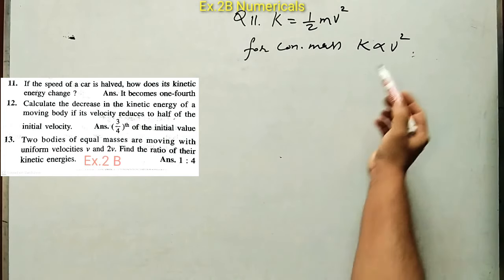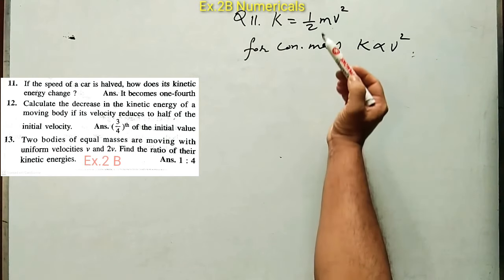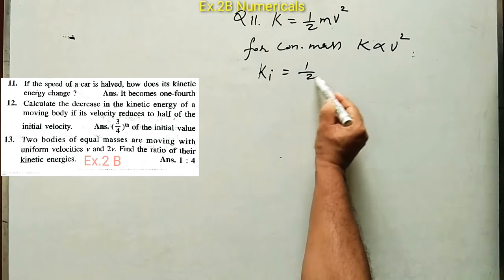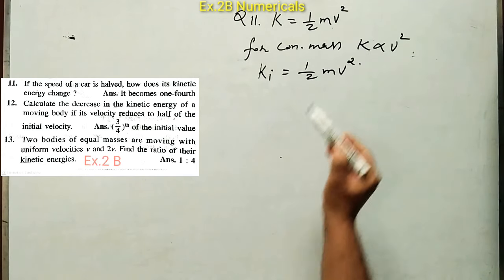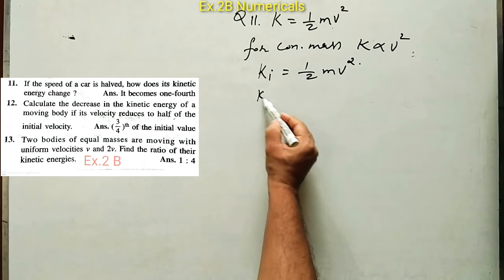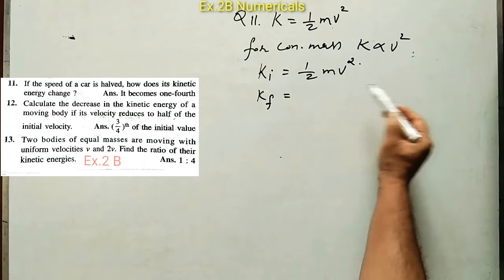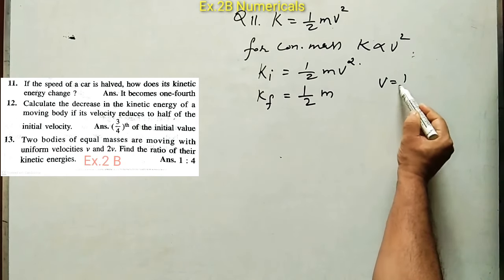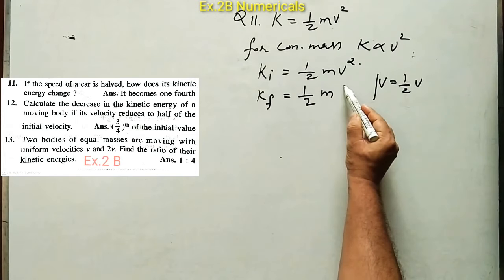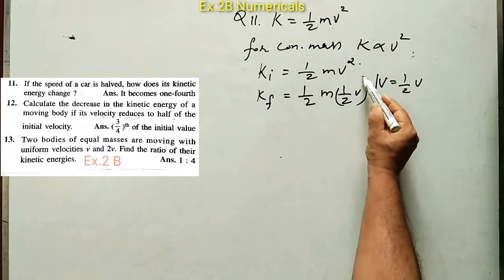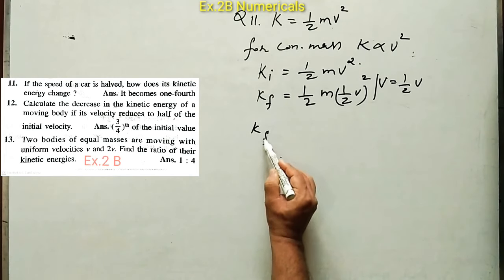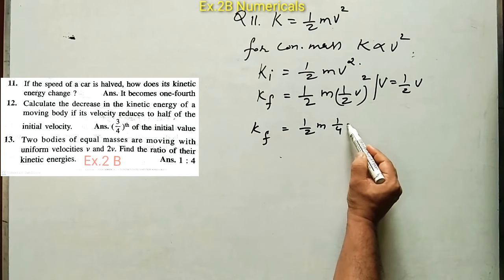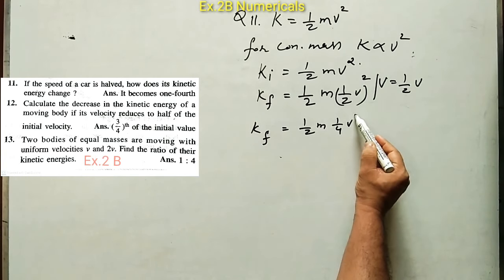So we have to find out when the V is halved, what is the kinetic energy. So initial kinetic energy, I write Ki as half mv square. This is the initial kinetic energy of the body. So what is the final kinetic energy? When V is halved, I can write 1 by 2 m into V becomes half V here. So I substitute half V over here, half V the whole square. So the final kinetic energy is equal to 1 by 2 m into 1 by 4 V the whole square.